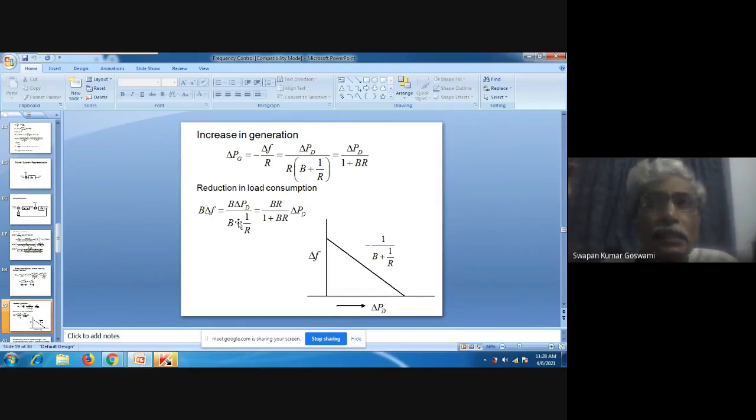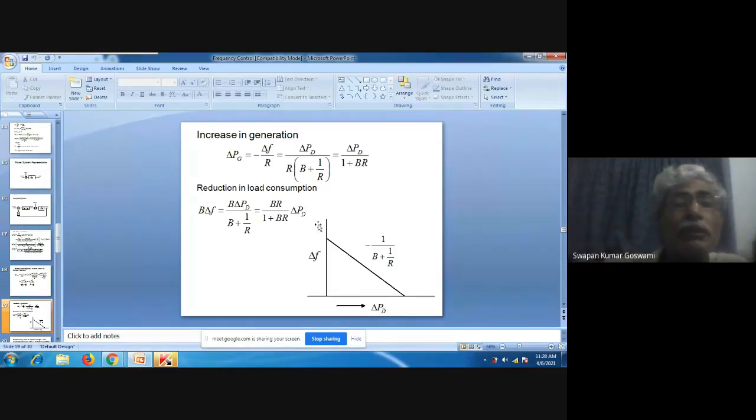Then second is the additional generation by the governor action. Third is the reduction in consumption by the existing load. So these three components will be supplying power to the newly connected load. And finally, when the new steady state has been arrived at, these two components, that means the increased generation and reduced demand of the load, will be the sources of power for the newly connected load.